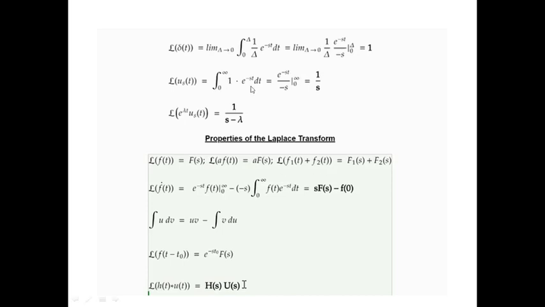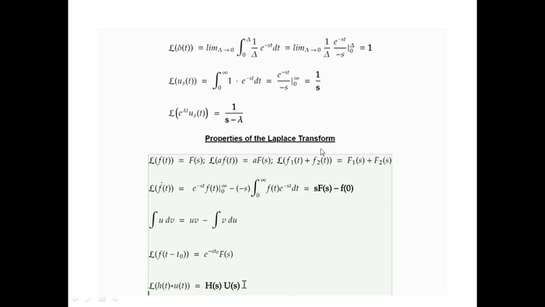So here are some results. This one we have discussed. The Laplace transform of the delta function is similar to the Fourier calculations, and again the value comes out to be 1. Another important result is e to the power lambda t times u of t. The Laplace transform is 1 by s minus lambda. This can be derived similar to this equation, replacing 1 by e to the power lambda t and solving.